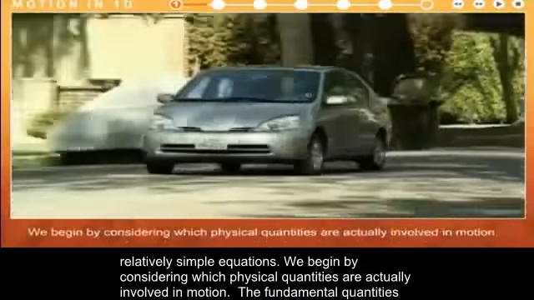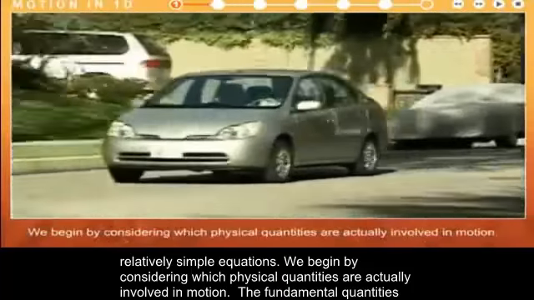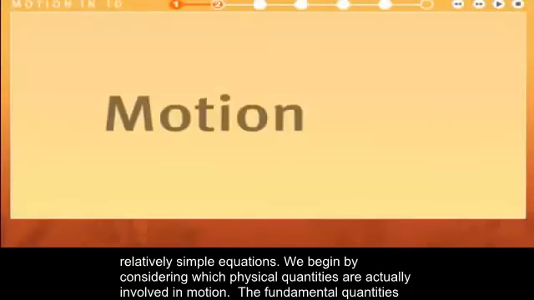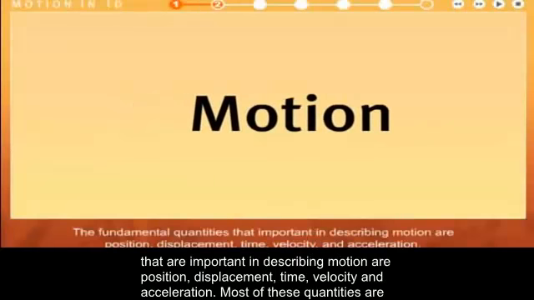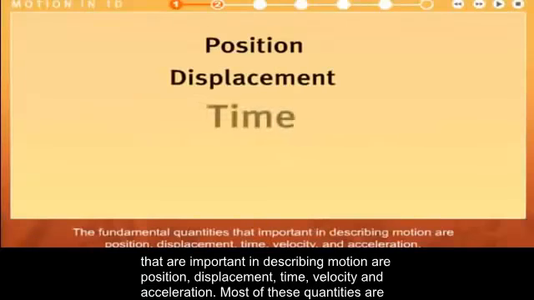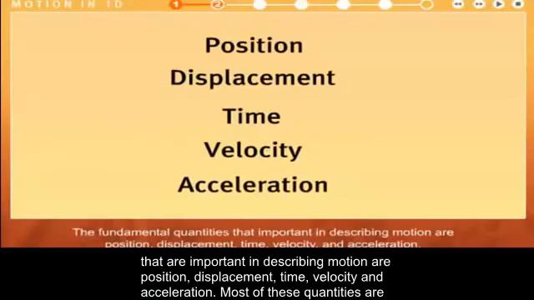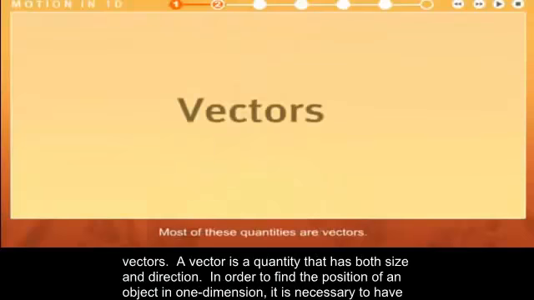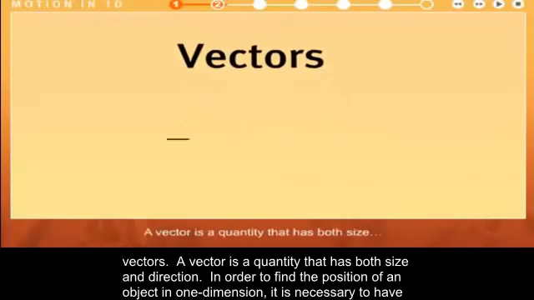We begin by considering which physical quantities are actually involved in motion. The fundamental quantities that are important in describing motion are position, displacement, time, velocity, and acceleration. Most of these quantities are vectors. A vector is a quantity that has both size and direction.